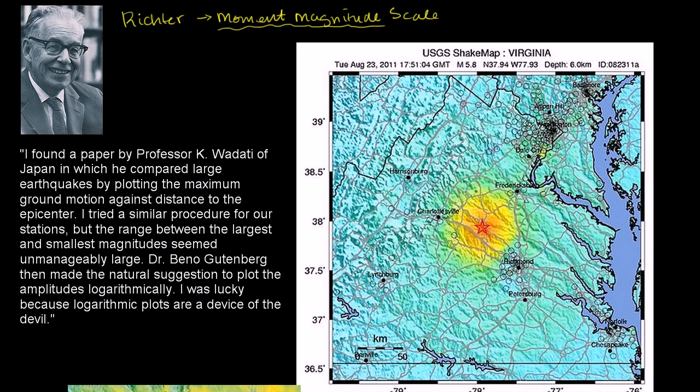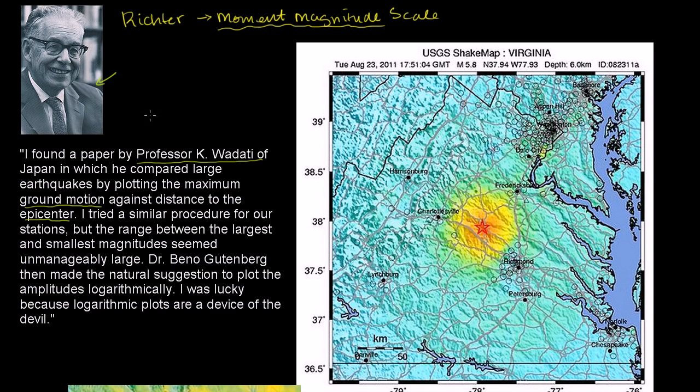So this right here is a picture of Charles Richter. He's passed away. But this is from an interview that he gave. And it's interesting because it kind of gives the rationale for how he came up with the Richter scale. I found a paper by Professor Kei Wadati of Japan in which he compared large earthquakes by plotting the maximum ground motion against the distance to the epicenter.